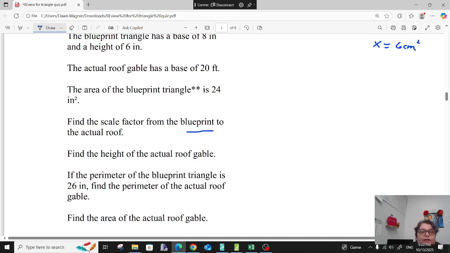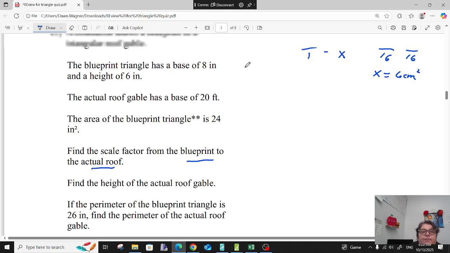So blueprint to actual roof. So I need to put a side over a side. It says here that the base is 8 here and the base is 20 there. So it'd be 8 inches over 20 feet. But this can be reduced to what?